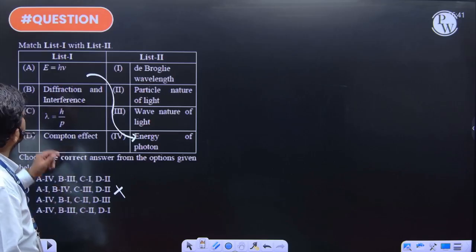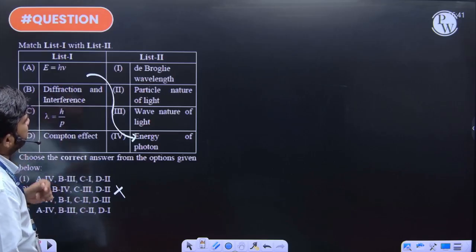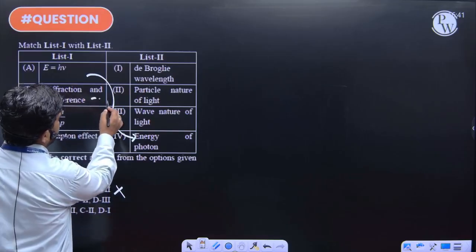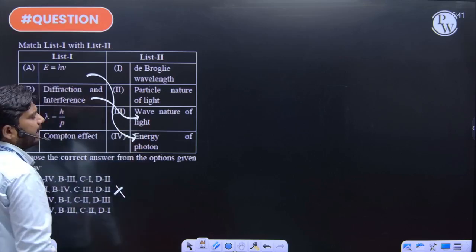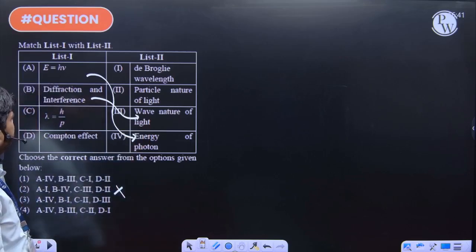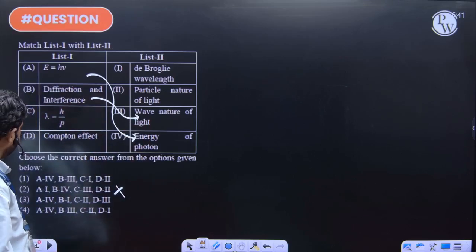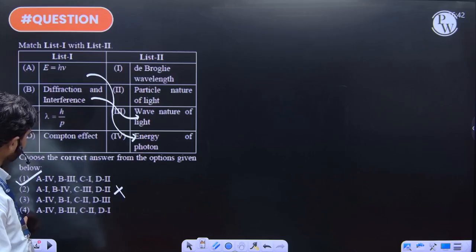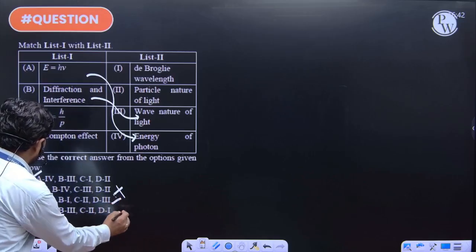Next one is diffraction and interference. From where we are getting this diffraction and interference pattern? It is explained by considering light as a wave. So it is a wave nature of light. So B is option 3. So only first one, fourth one is also there. So this one is gone.